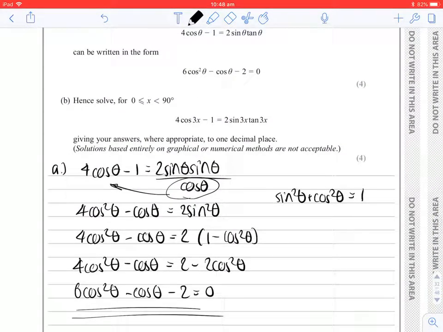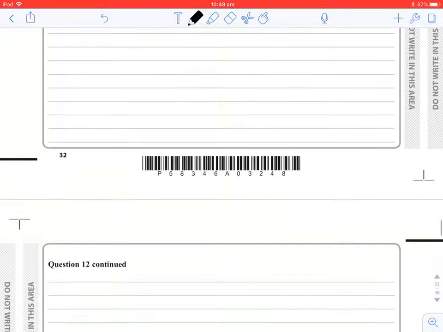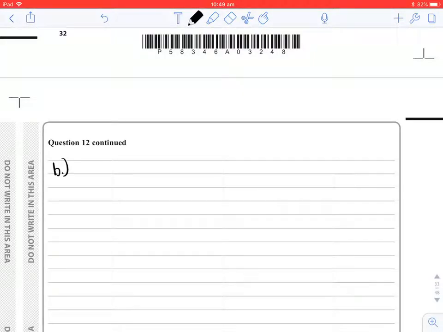Part B: hence solve for x between 0 and 90 degrees, 4 cos 3x minus 1 equals 2 sin 3x tan 3x. Now what we can see is that our part A and our part B are identical, apart from the fact that theta is being replaced by 3x. Therefore we can say that our equation can be modelled like that, with 3x instead of theta. So for part B we're actually going to be solving 6 cos squared 3x minus cos 3x minus 2 equals 0, where x is between 0 and 90.